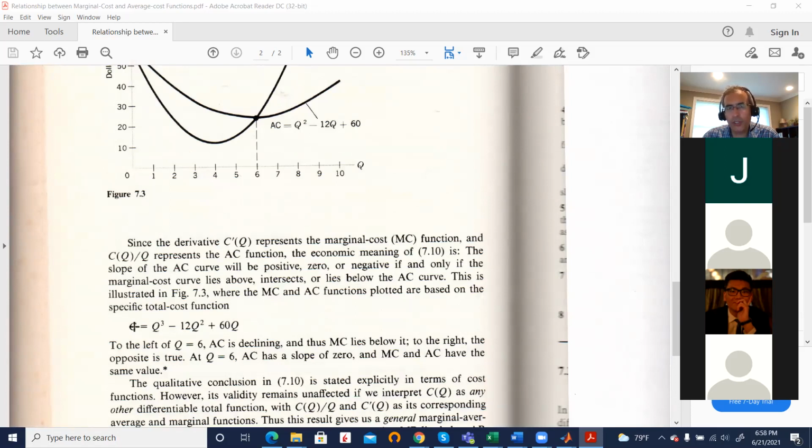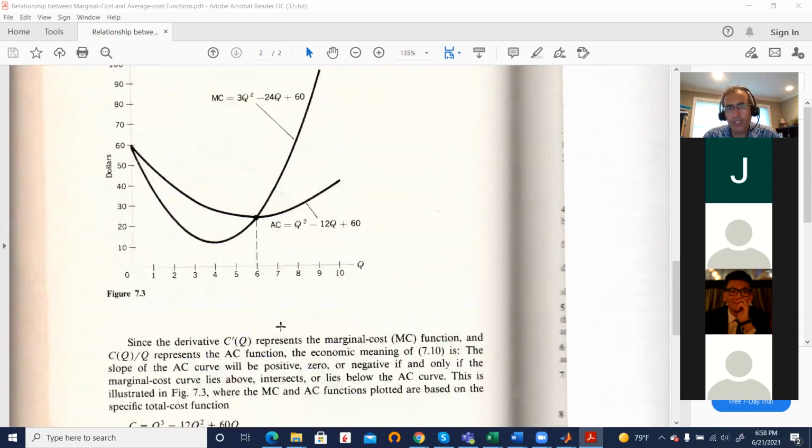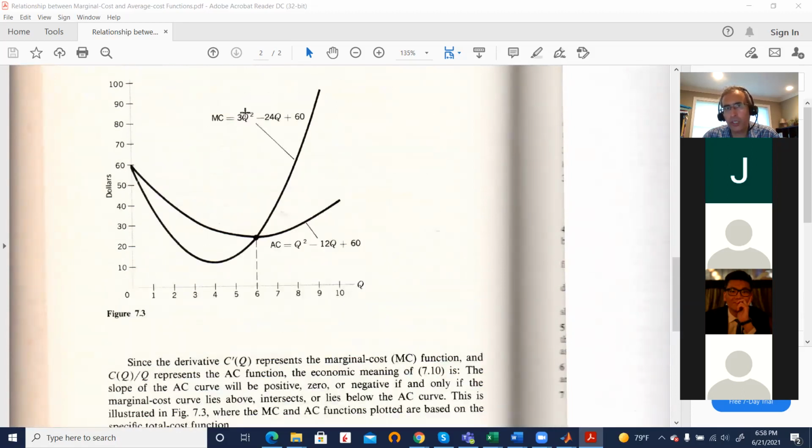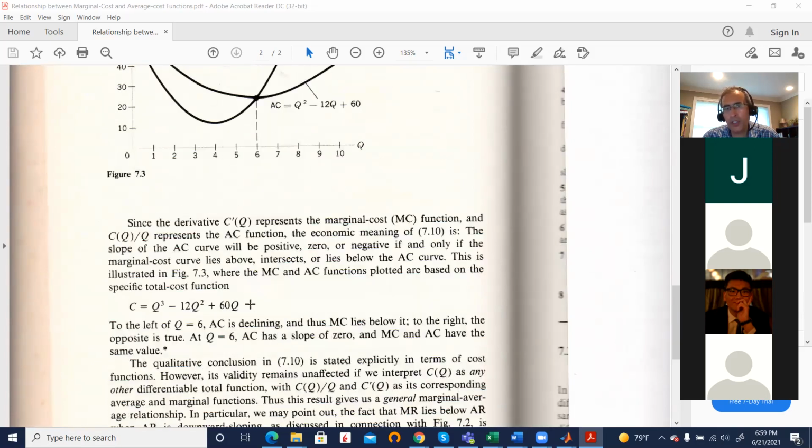One, the first difference of this one is your marginal cost. The marginal cost, if you take the first difference, is going to be 3q squared minus 24q plus 60. So this is your marginal cost. And your average cost is simply this function divided by q, and then you have your average cost, correct? And then you simply do an ezplot of average cost or marginal cost, and then you have it, okay?